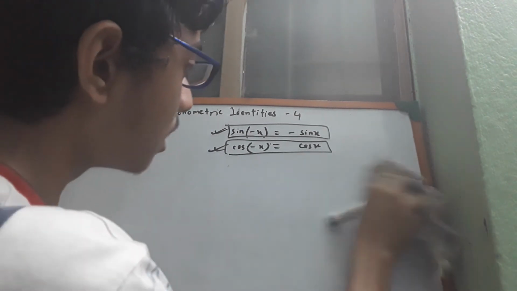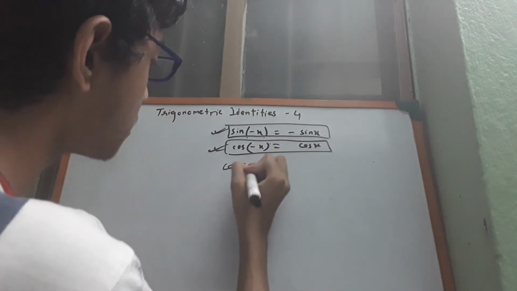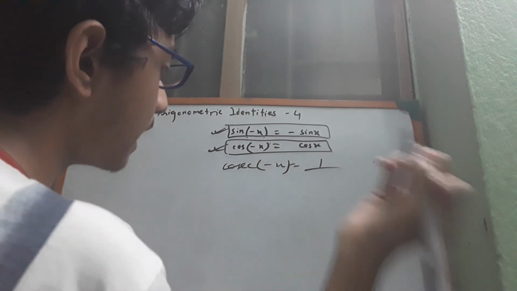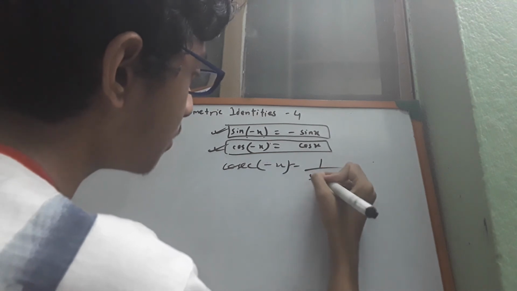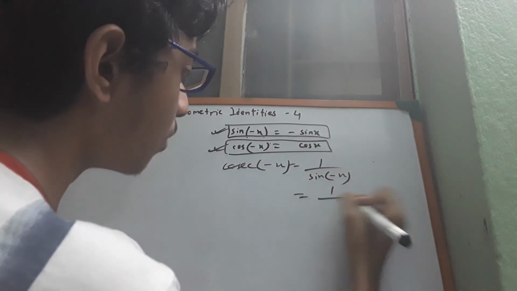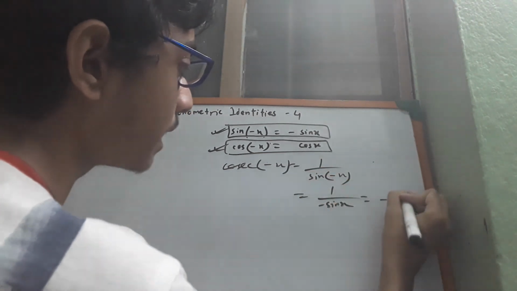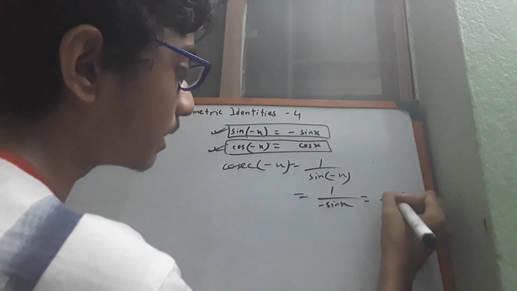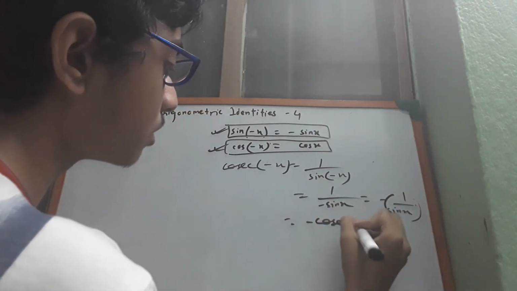Right? And if we consider finally cosec of minus x, the answer is always minus cosec x. This will be 1 by sin of minus x, which is 1 by minus sin x, which is minus 1 by sin x. 1 by sin x is just cosec x, so this should be just minus cosec x.